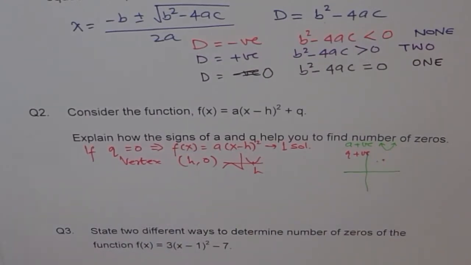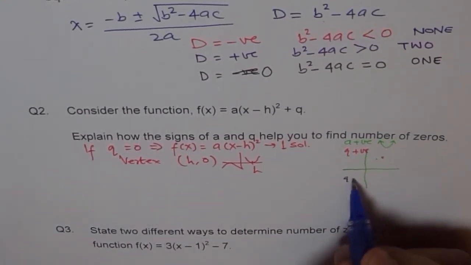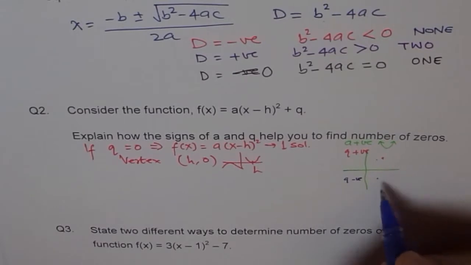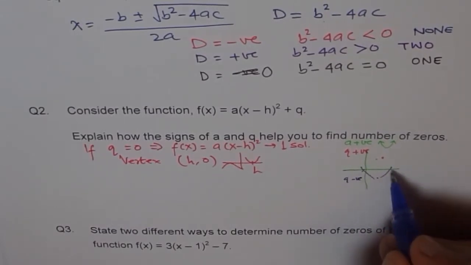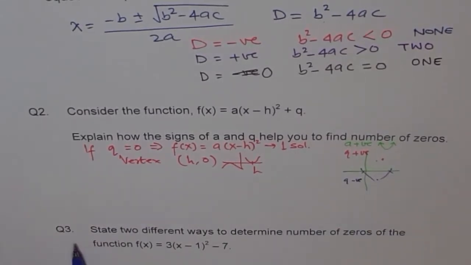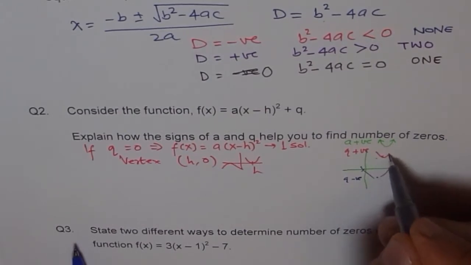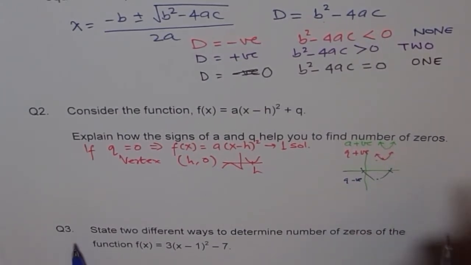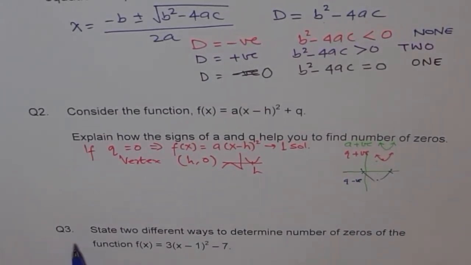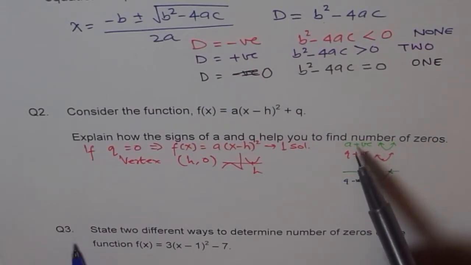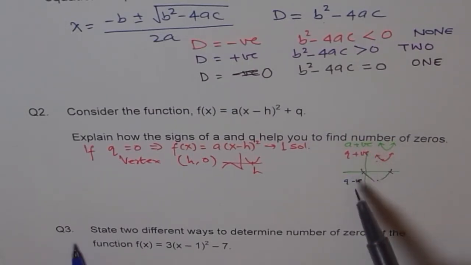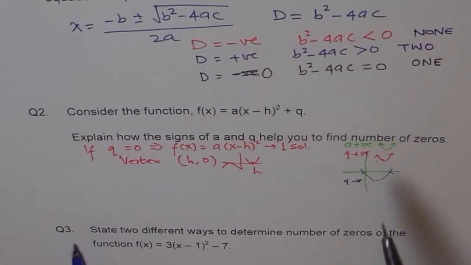But if q is negative, right? If q is negative, then q will be here and the graph going up will give me two solutions. Do you see that? And for q positive, the graph will be like this, no solution, right? So what we see here is, if a is positive and q is negative, two solutions. If both are the same sign, no solution.